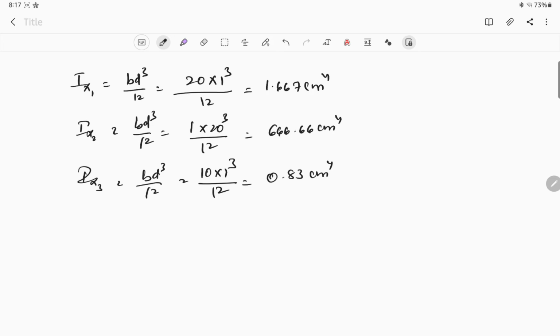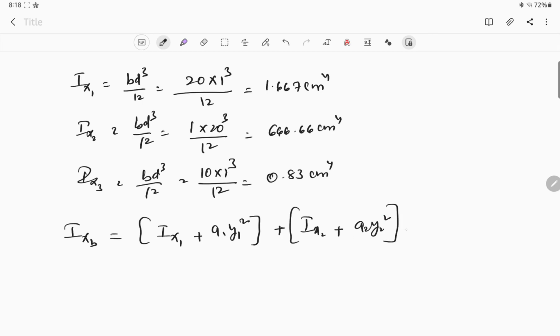So the moment of inertia about its base, Ix about its base, is given by the formula. We have the formula, that is Ix1 plus A1 Y1 square plus Ix2 plus A2 Y2 square, plus Ix3 plus A3 Y3 square. This is the formula for moment of inertia about its base.